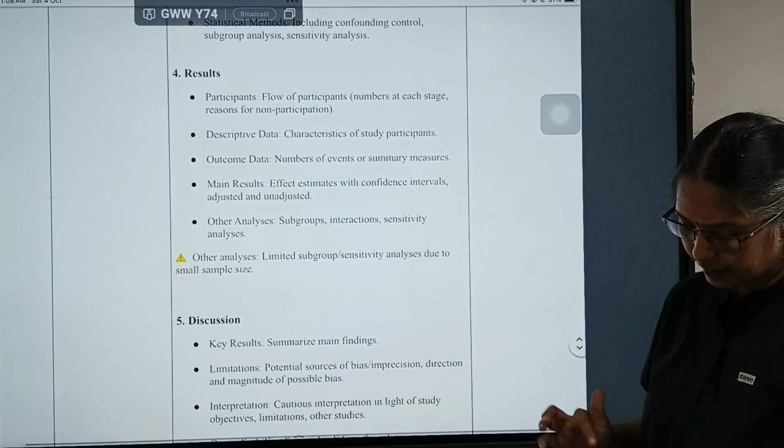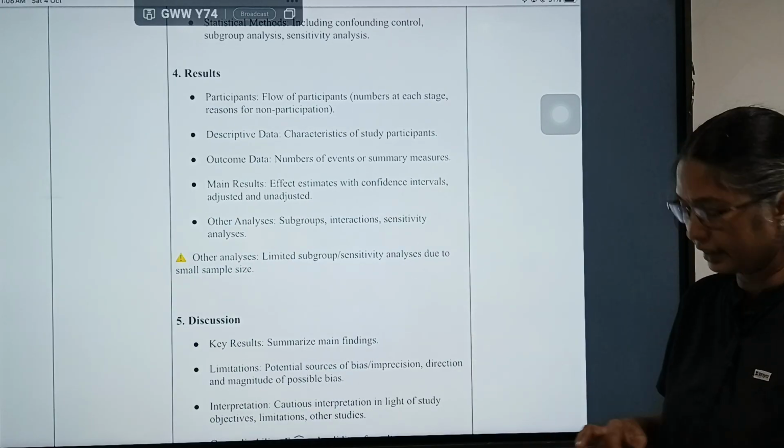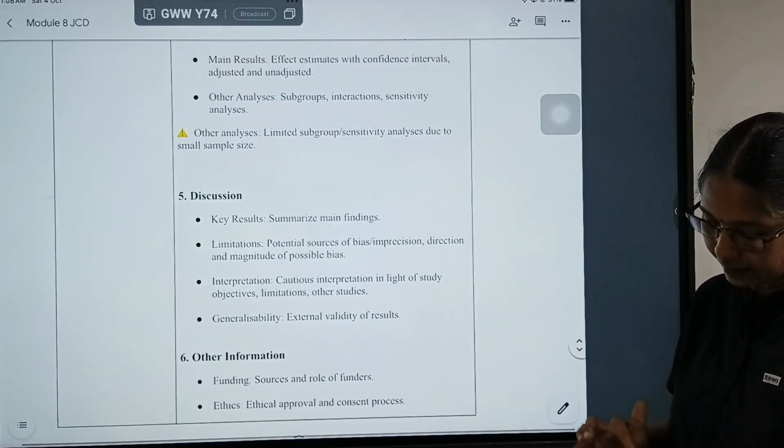Whereas in the research, the other analysis, the subgroup analysis, was not done. Other discussion and other information are clearly mentioned in this study.